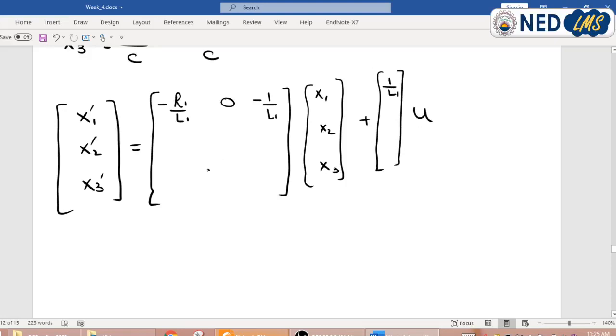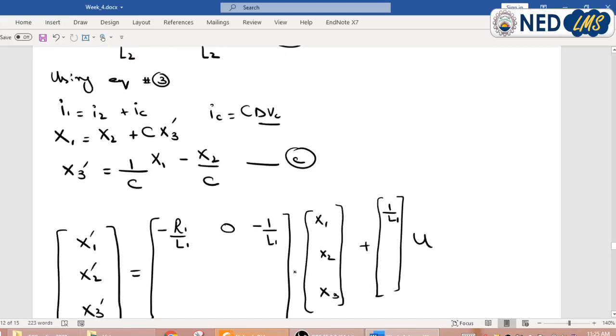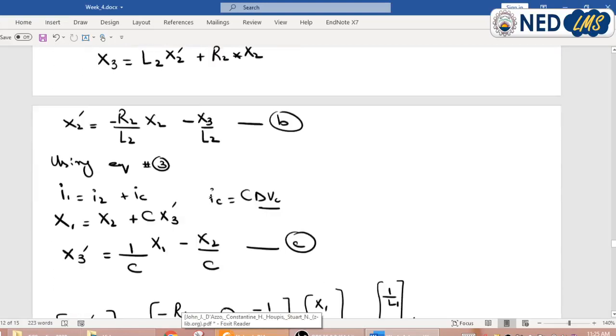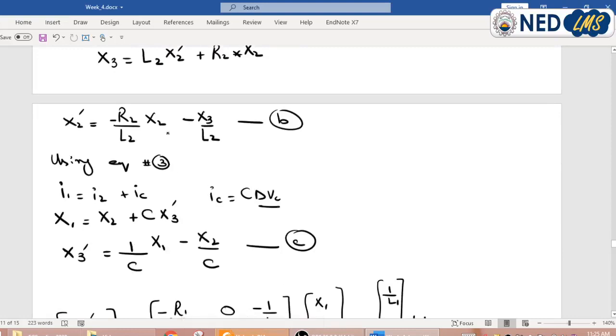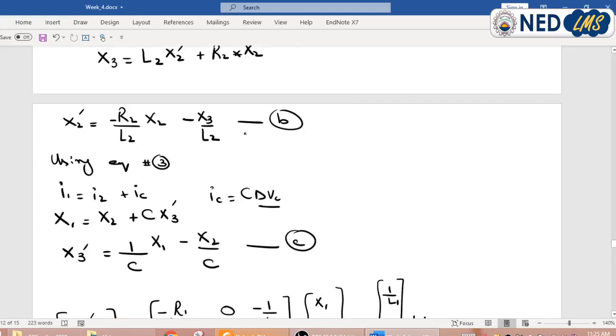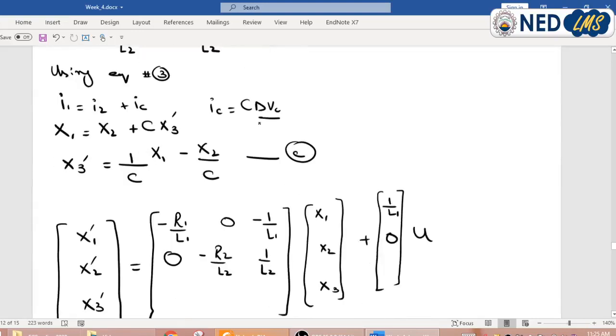x2 dash depends on minus R2 L2 and x3 over L2, no dependency on x1. So I will write no dependency on x1. This is minus R2 over L2 or minus 1 over L2. No dependency on u as well. Okay.